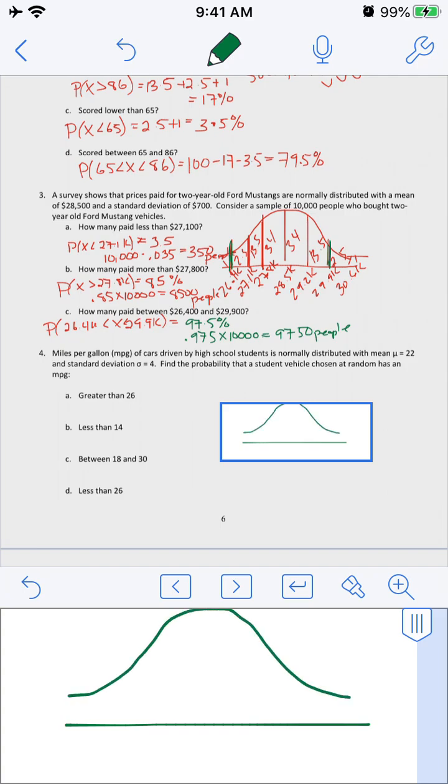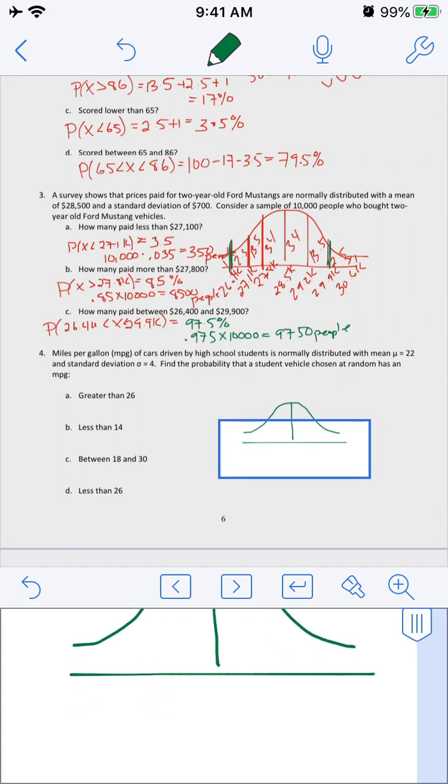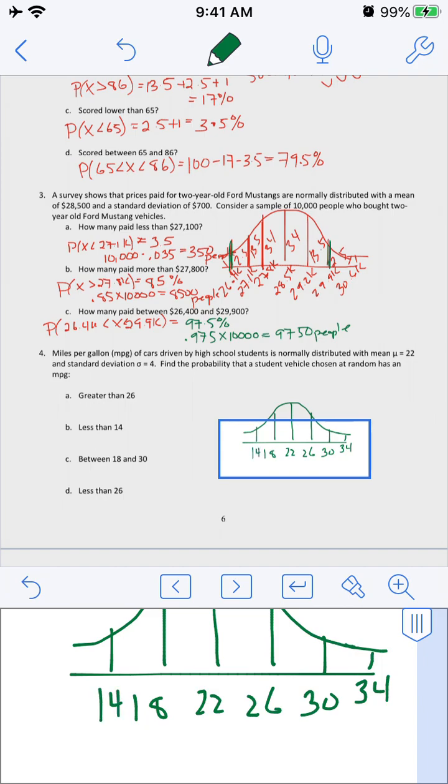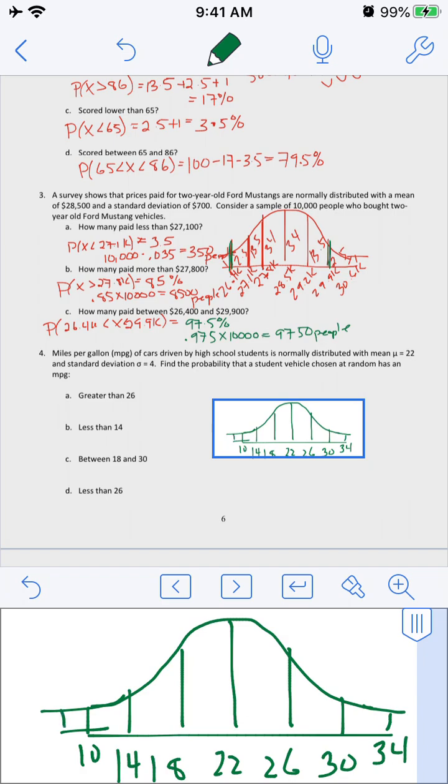Let's go ahead and draw that normal curve. We got 22 as that mean. 26, going up, 30, 34, up by 4 each time. Now down by 4 each time, we get 18, 14, and 10. Then we'd want to fill in 1, 2.5, 13.5, 34, 34, 13.5, 2.5, and 1. Right, same as always, that didn't change.